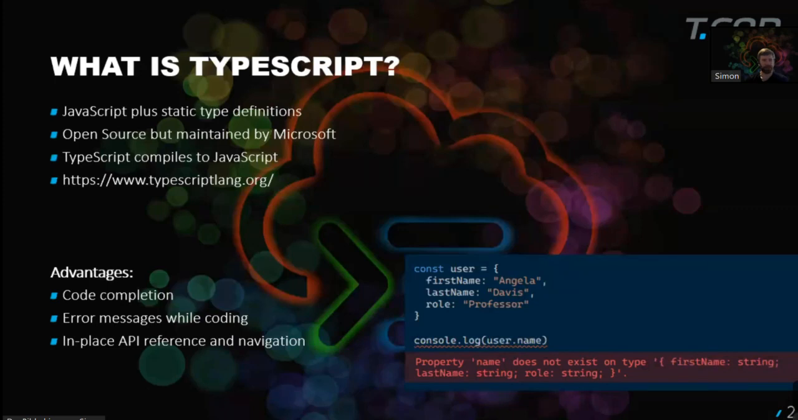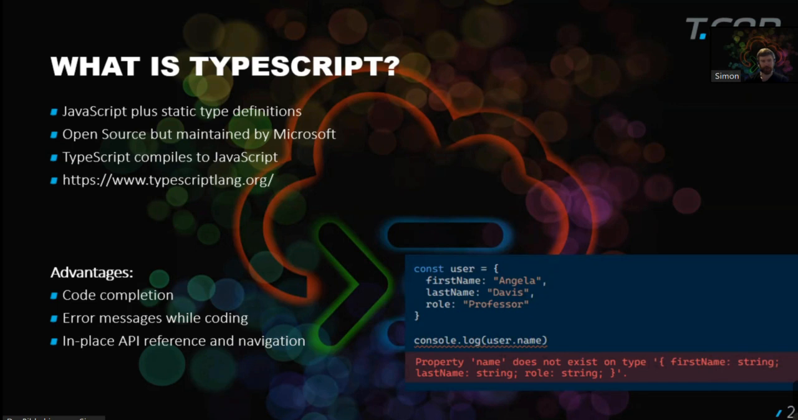So what is TypeScript? TypeScript is basically JavaScript. Every valid JavaScript code is also valid TypeScript code. It's open source, but it's maintained by Microsoft, so there's a big company behind TypeScript and also a big community. When you write TypeScript code, you basically write JavaScript code, but you can add some extra features delivered by TypeScript. TypeScript is then compiled to JavaScript and executed as plain JavaScript code at runtime.